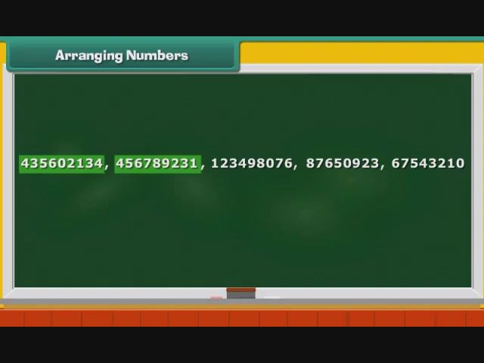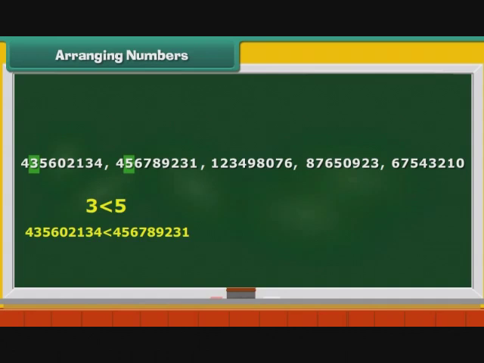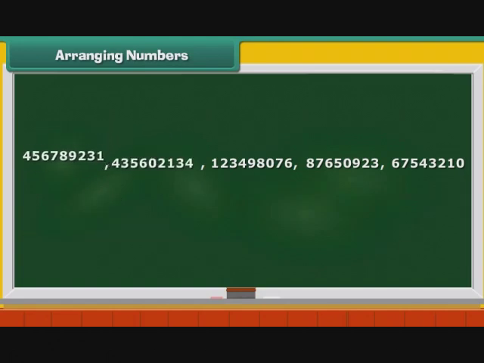The remaining 9-digit numbers are 43560 2134 and 456789 231. Their first digits are the same. Their second digits are 3 and 5. Since 3 is lesser than 5, therefore 43560 2134 is lesser than 4567 89231. Now interchange the numbers. Therefore, the descending order of numbers is this.